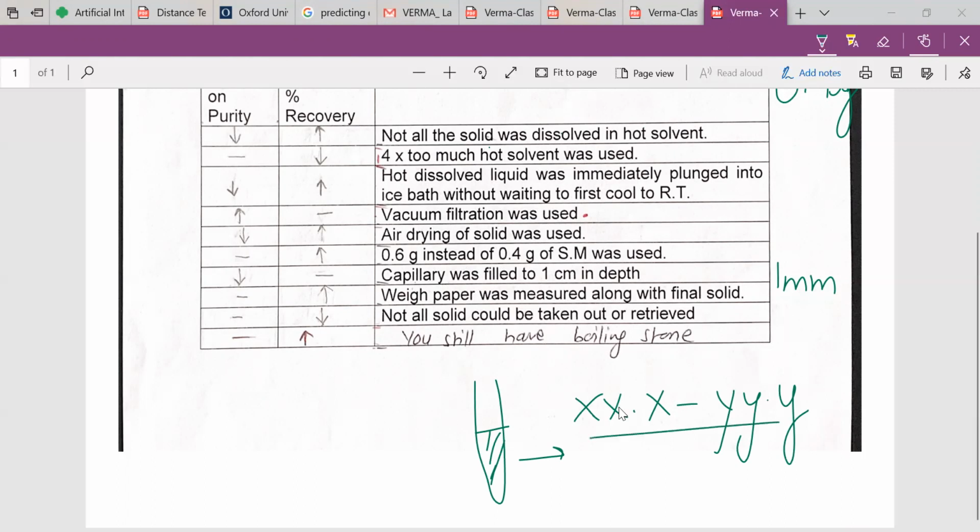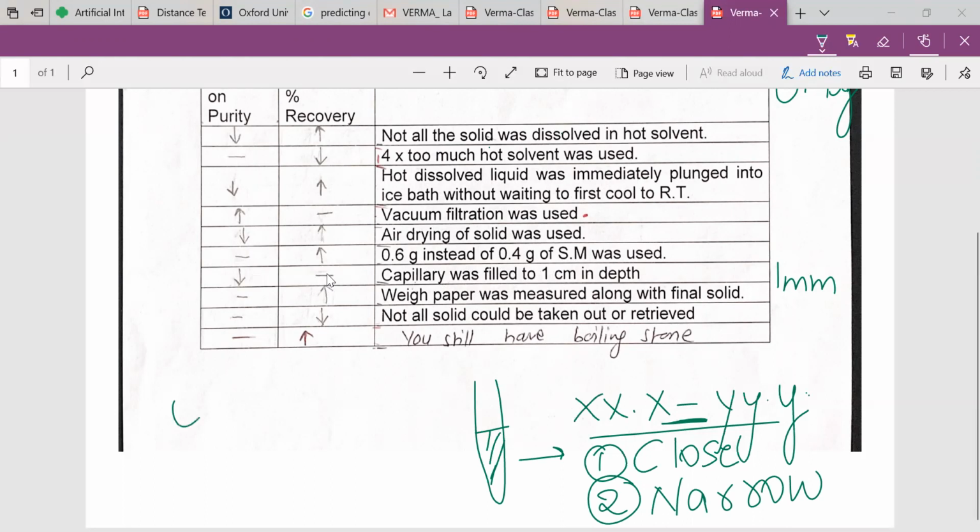Remember, melting points, the value should be close to the literature value, and the range should be narrow for the material to be identified and characterized as pure. So if you have unnecessary extra amount in your capillary, your purity will go down, but it will not have any impact on your recovery.